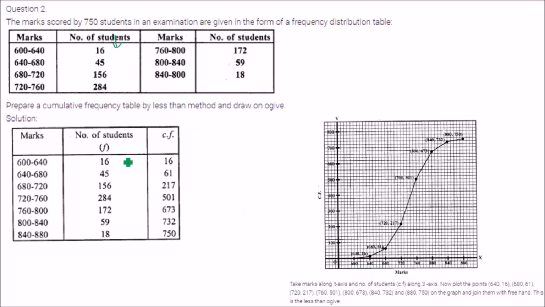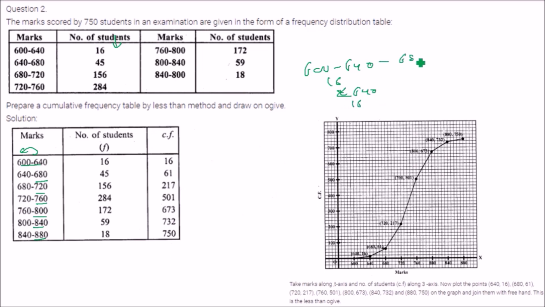In order to find the cumulative frequency, since this class is 600 to 640, you can say less than 640, less than 680, less than 720, less than 760, less than 800, less than 840, and less than 880. When you take less than, you have to add them. That is, 600 to 640 is 16, so less than 640 will be 16.